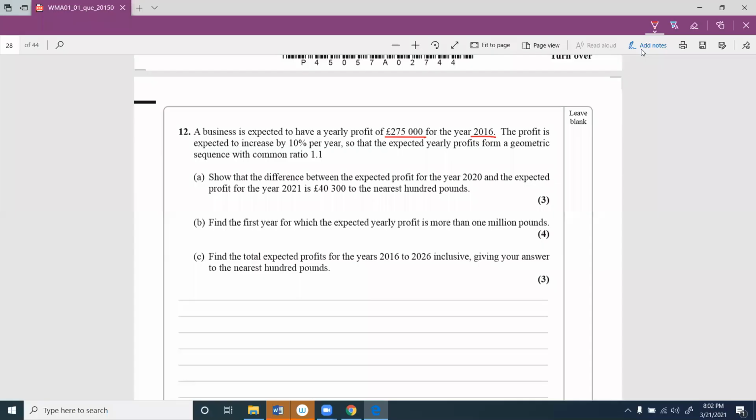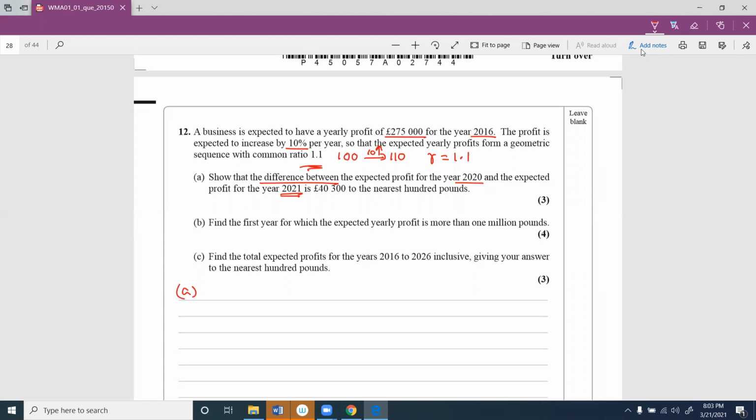Right. From the year 2016, the profit is expected to increase by 10%. Increase by 10% means if the initial amount is 100, increase by 10, it turns up to 110. So the common ratio is 110 divided by 100, which is 1.1. They have asked: show that the difference between the expected profit for 2020 and the expected profit for 2020-21 is this bit.